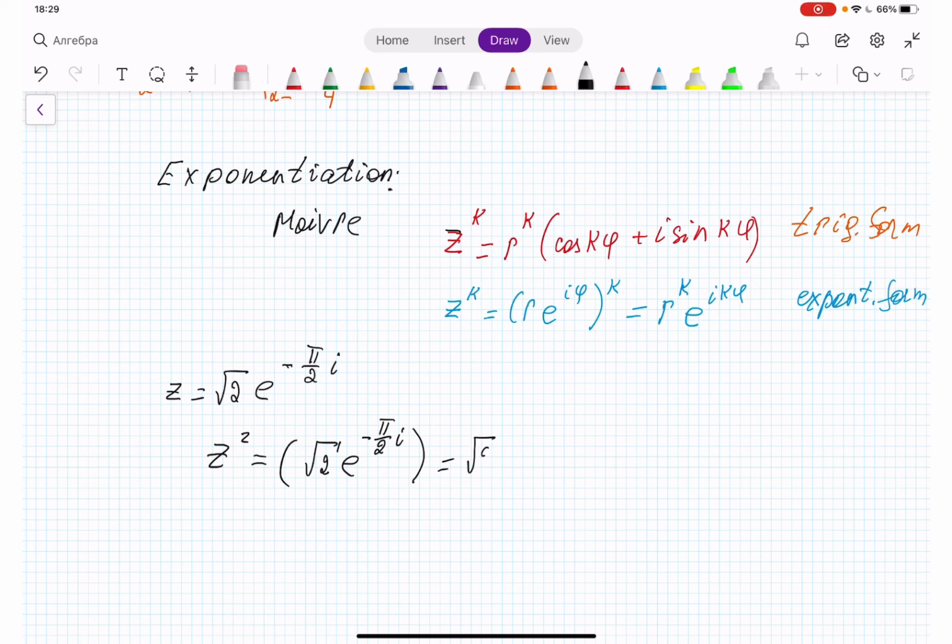Equal to square root 2 squared and then e to power negative pi over 2 I times 2, right? Because we get power to power. Let me remind you, a to power n to power m is equal to a to power n times m, right? Power to power, so we need to multiply.